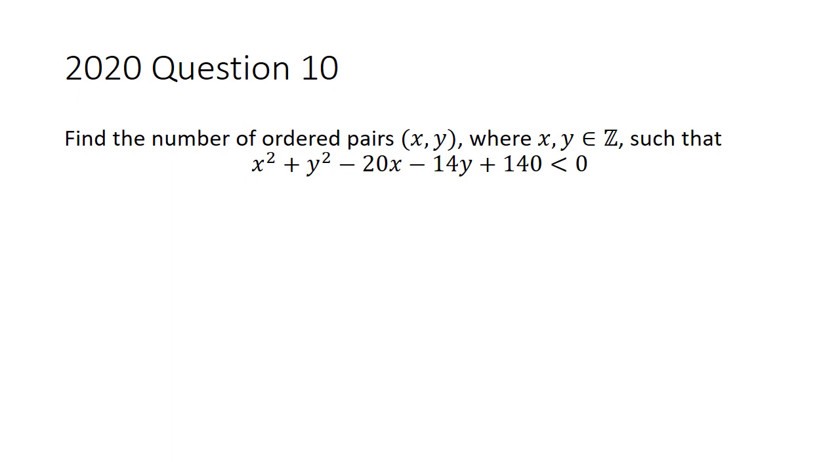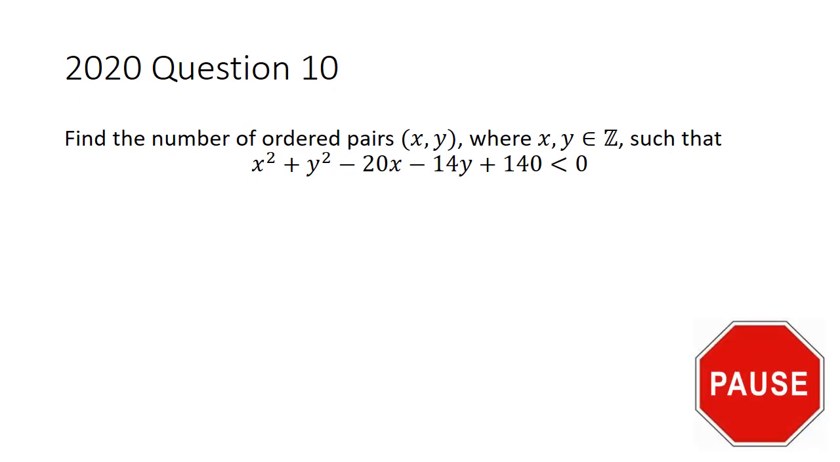Question number 10. Find the number of ordered pairs x, y, where x, y are both integers, such that x squared plus y squared minus 20x minus 14y plus 140 is less than 0. Pause the video here and give this question a good try.